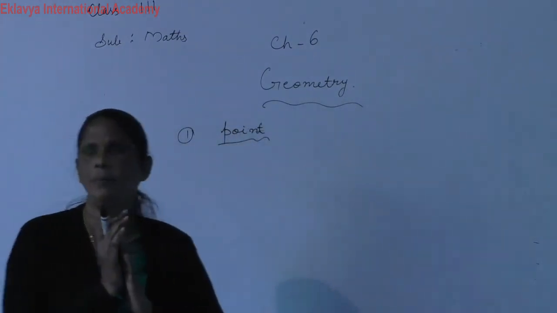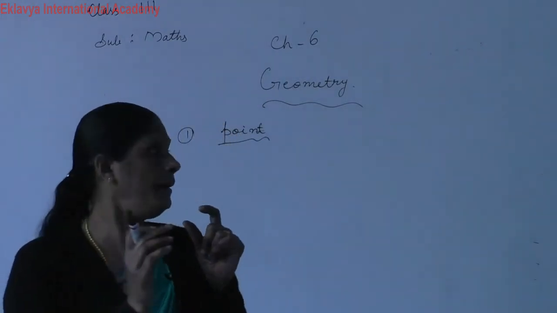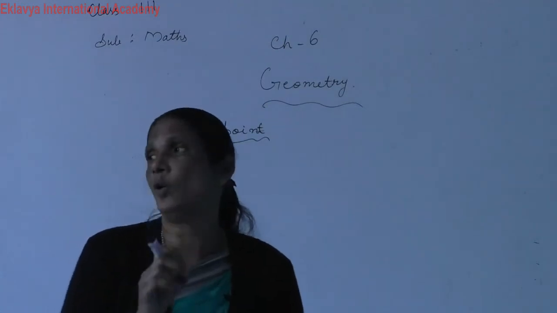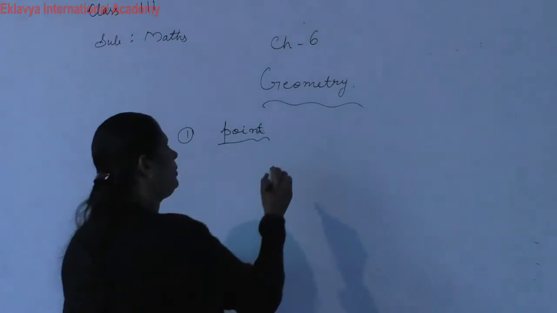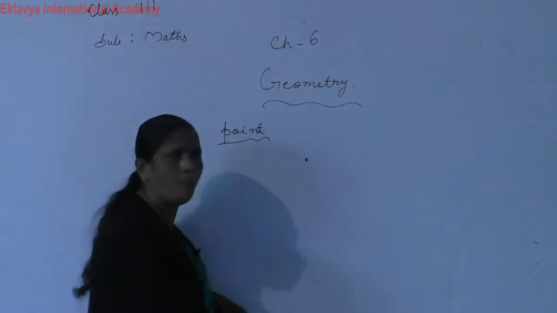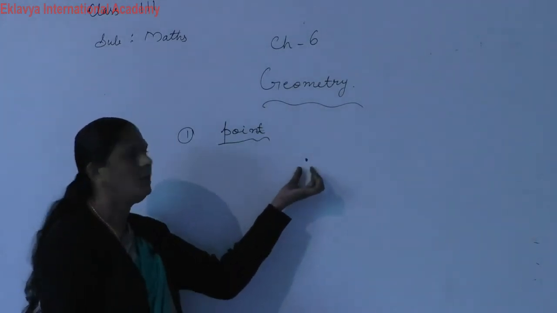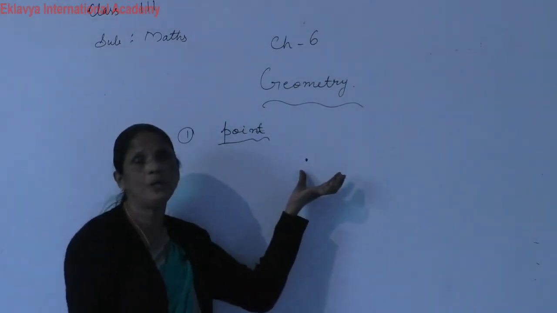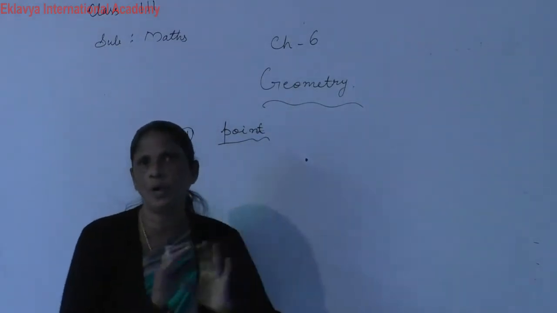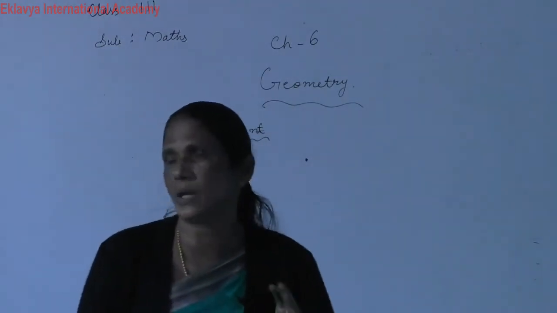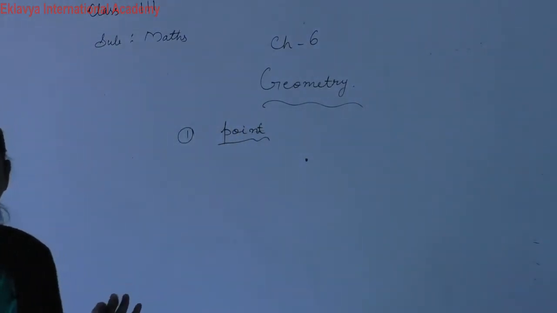A point is a thick, dark dot. We put a dot with a pointed, dark pencil. This dot is called a point. It has no length, no thickness, and no height.